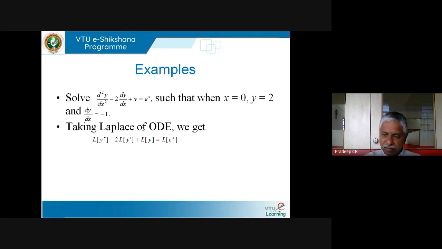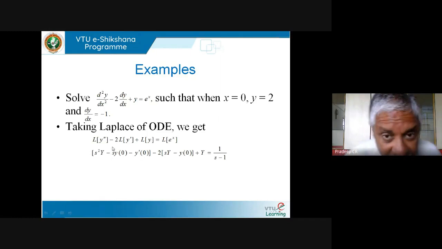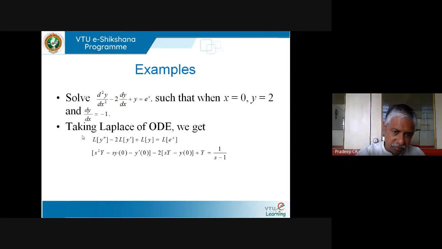I can find it. So let me, instead of telling you, show you this. So I use this formula. L y double dash is s square capital Y minus s y 0 minus y dash 0. This is the formula: knowing the Laplace of a function, how to find the Laplace of its second derivative. That formula is what I have used here. And here I have used the other formula. It says if I know the Laplace of small y, which is capital Y here, I know the Laplace of y dash. What is the formula? s Y minus small y 0. So that's what this formula is.